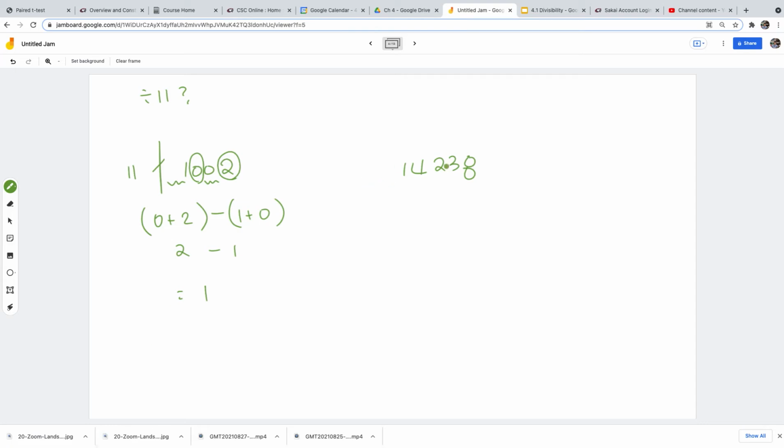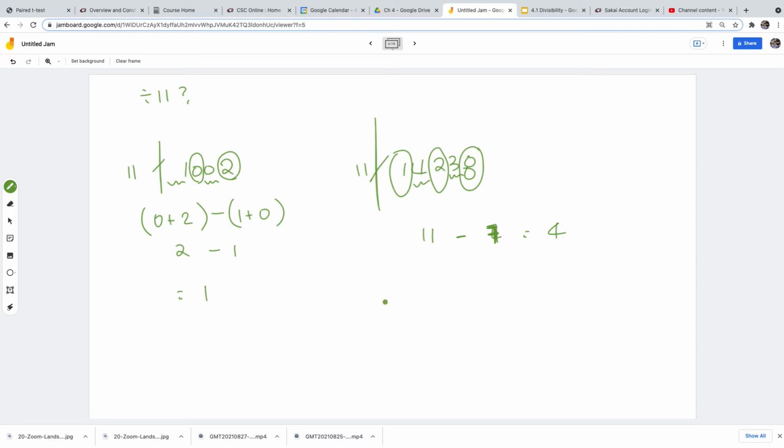We can do the same thing here. Add the odd-place digits, 1 plus 2 plus 8, 11. And the even-place digits, 4 plus 3 is 7. The difference is 4. 4 is not divisible by 11, so you can say 11 does not divide this number.